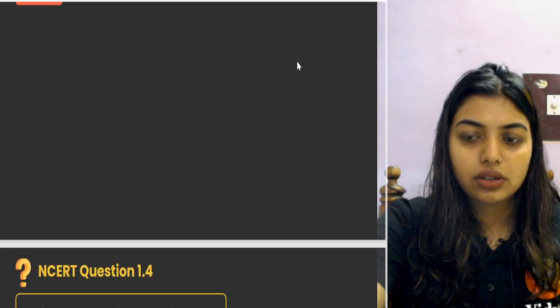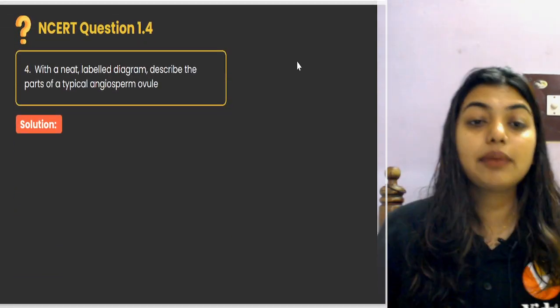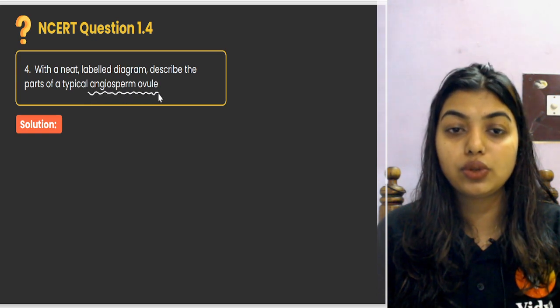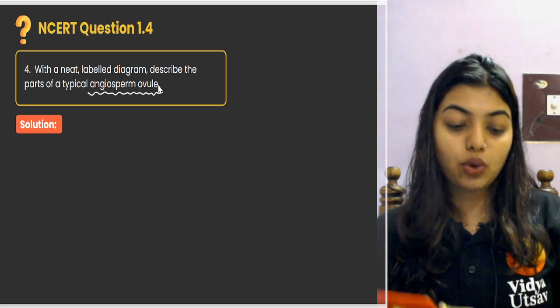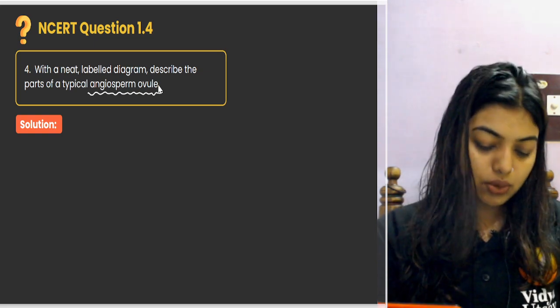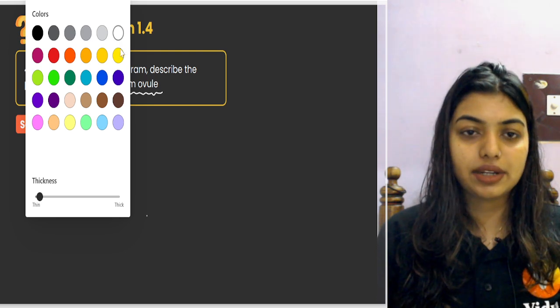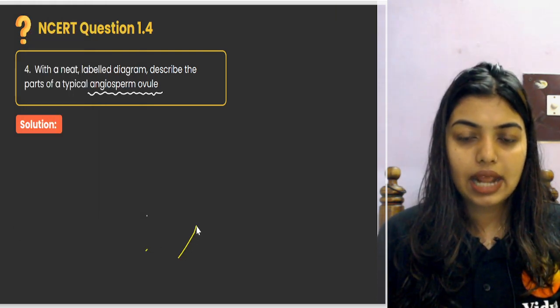Okay, I've left too many blanks. Now, with a neat labelled diagram, describe the parts of a typical angiosperm ovule. They expect you to tell which are the parts of your angiosperm ovule. So we have to draw the structure and explain it. So I will draw the structure. It is an anatropous ovule.